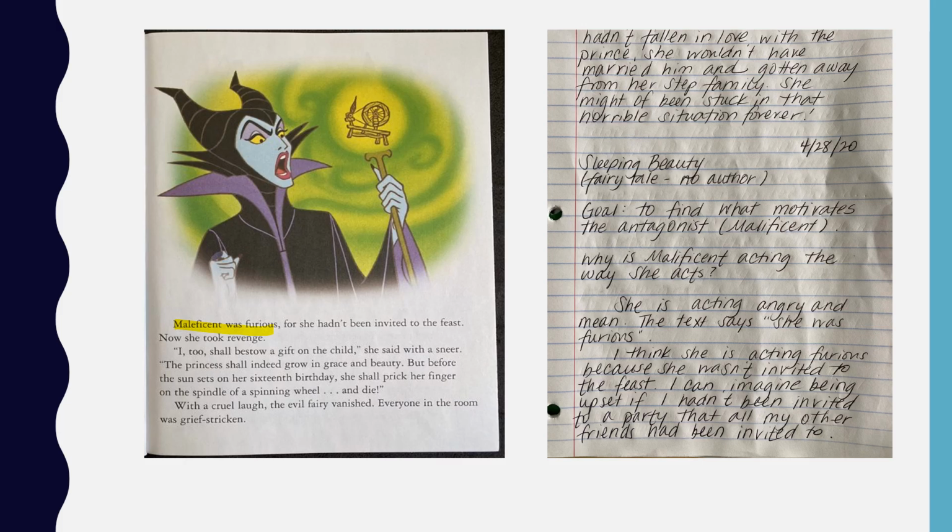And then I activated my own schema and I thought, I can imagine being upset if I hadn't been invited to a party where all my other friends had been invited. Did you see how I used some of that text evidence and then I paired it with my schema to help me understand why Maleficent was angry?